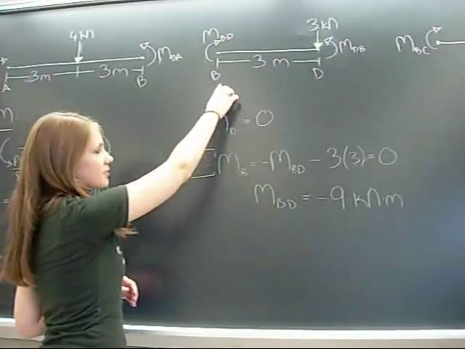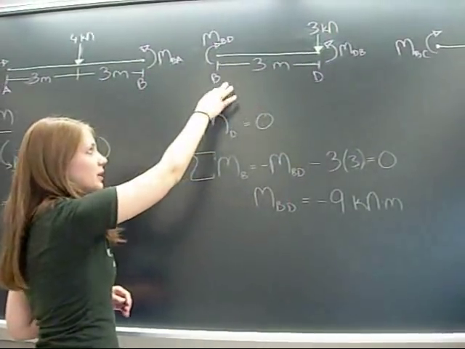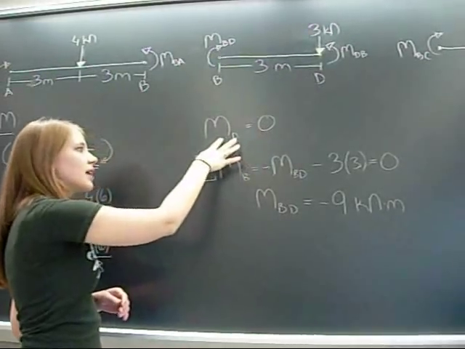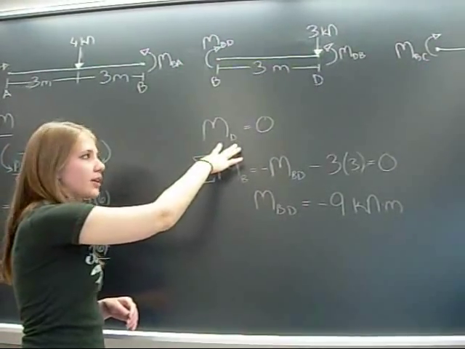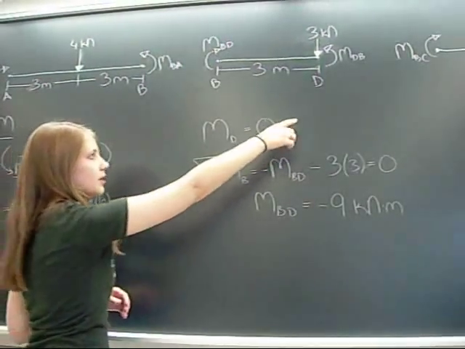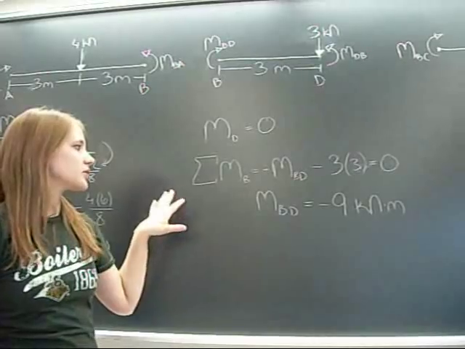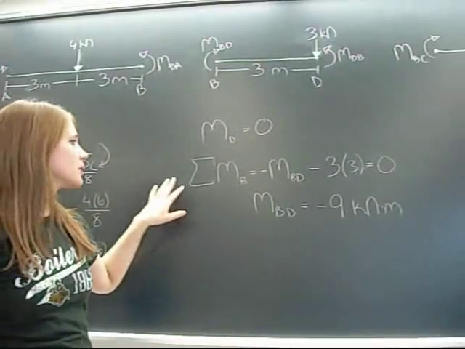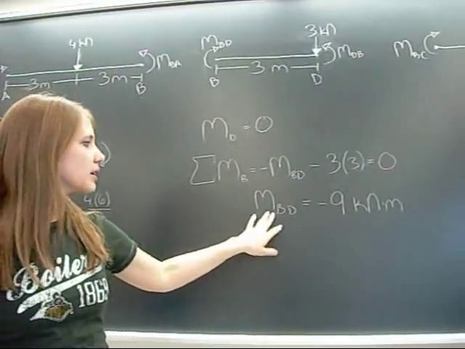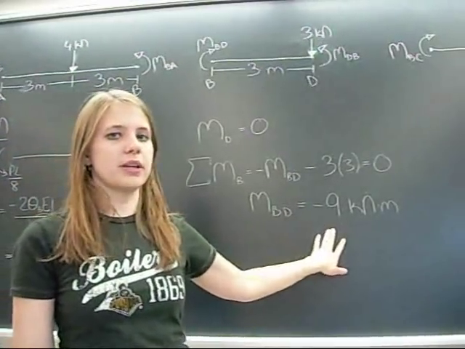Okay, next we have the section from B to D. If you remember, B is the fixed end, but D is a free end. Based on that, we know that the moment at D is equal to 0 because there can't be any reaction force or moments at a free end. And we just do simple statics for this part, and we sum the moments at B. Based on that, we get that the moment at BD is equal to negative 9 kilonewton meters.